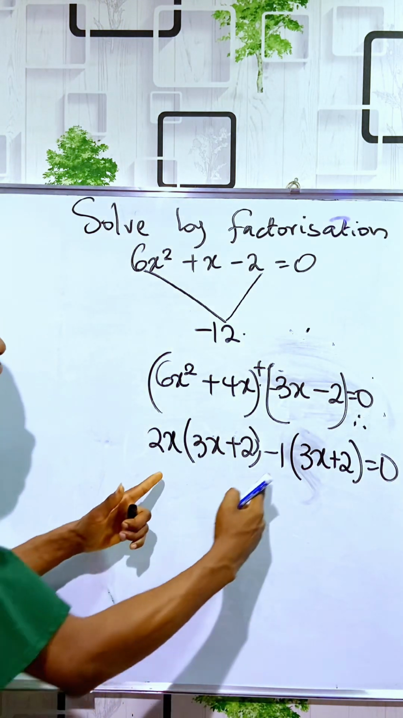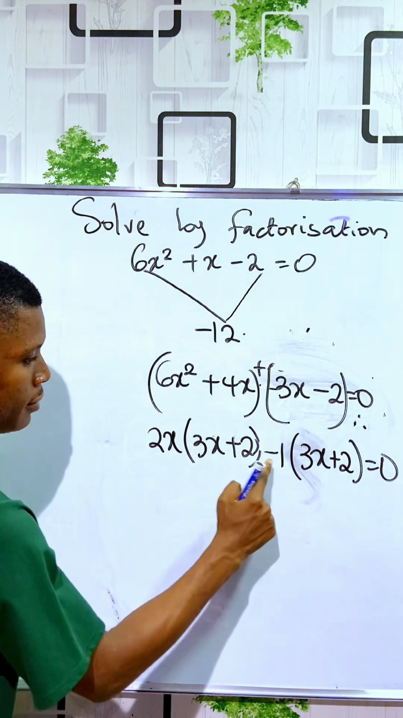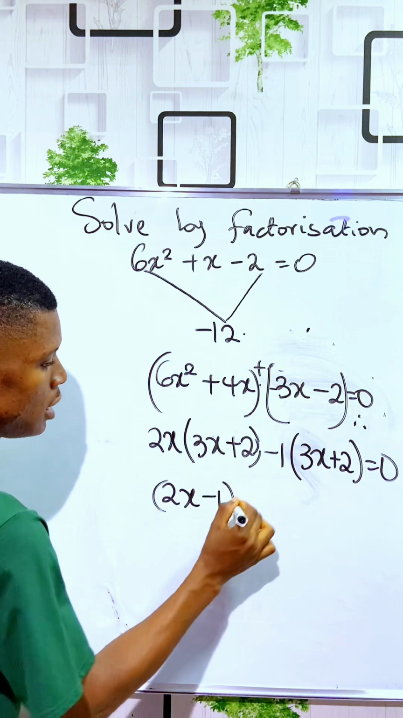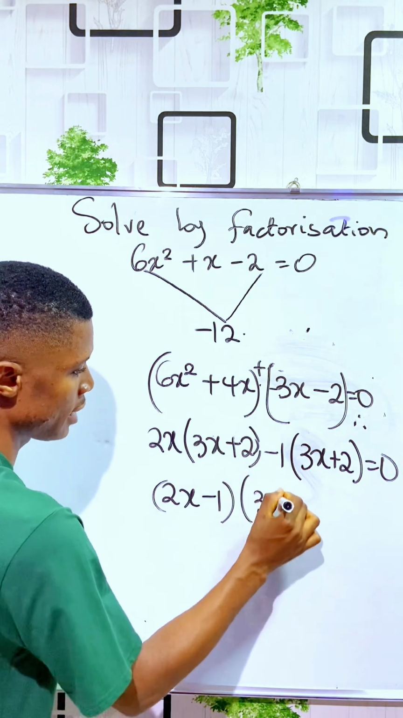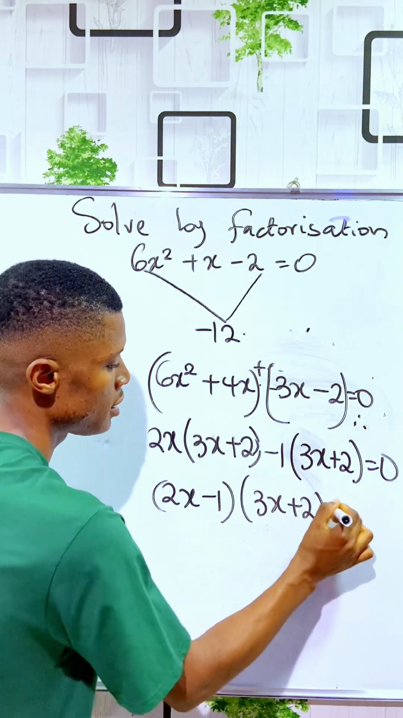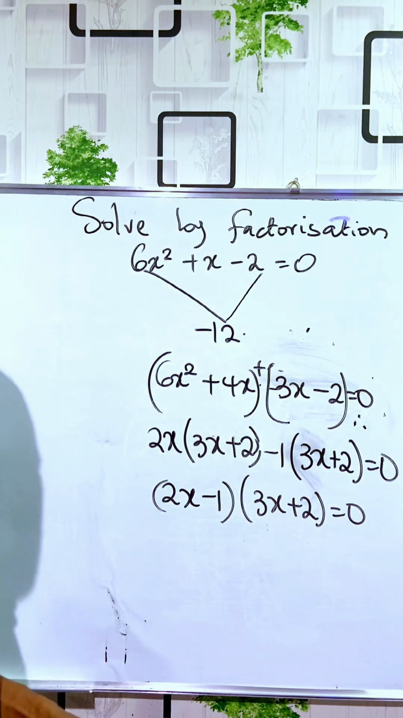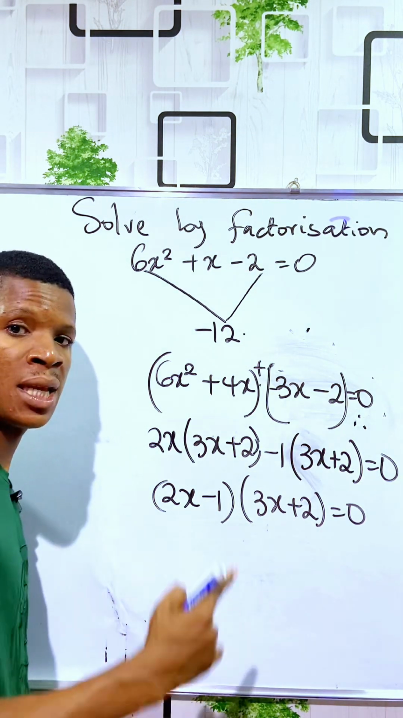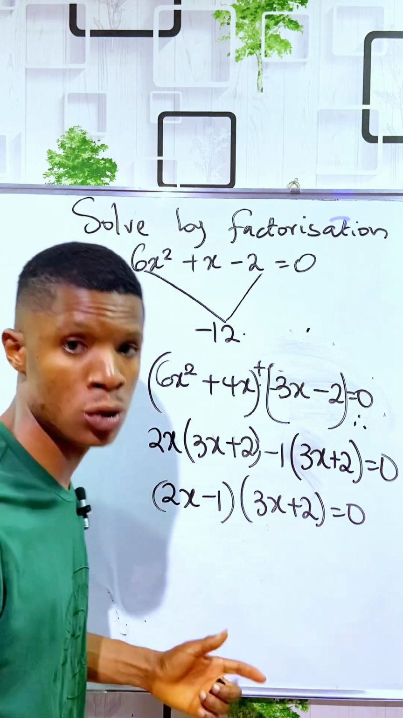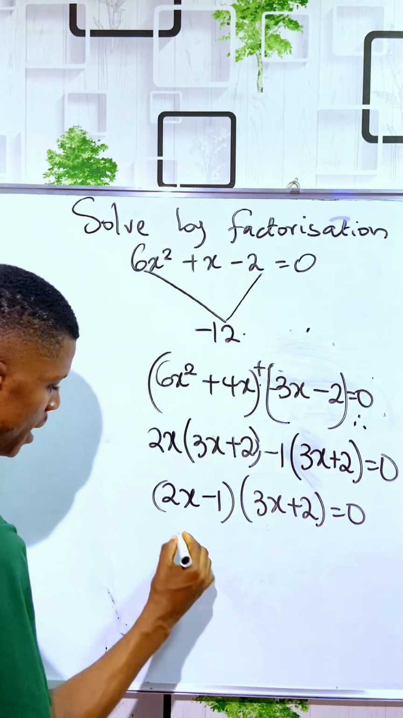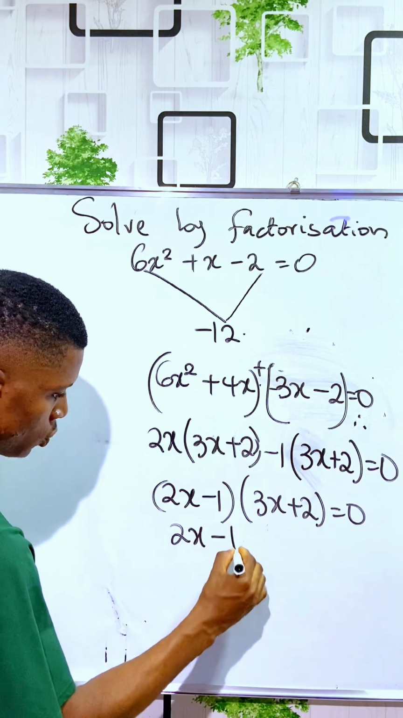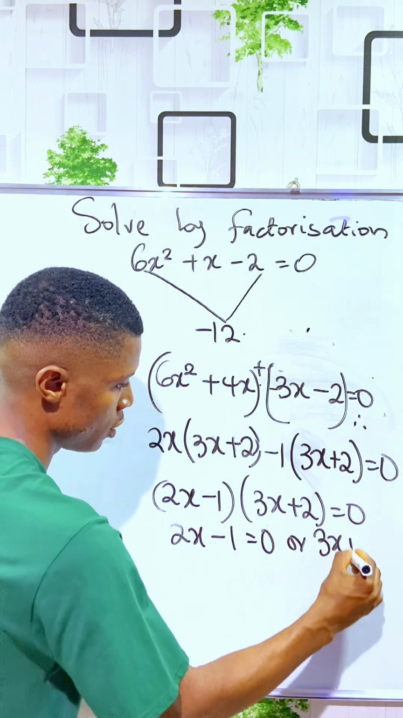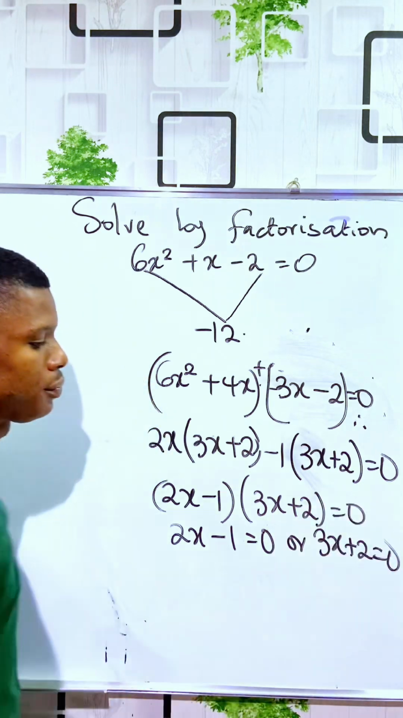So now we can group it up. 2x and minus 1, the two factors: 2x minus 1 into 3x plus 2 is equal to 0. So these are the two factors. Since two things are multiplying to give 0, it means that one of them is 0 or both of them are 0. Meaning that 2x minus 1 is equal to 0 or 3x plus 2 is equal to 0.